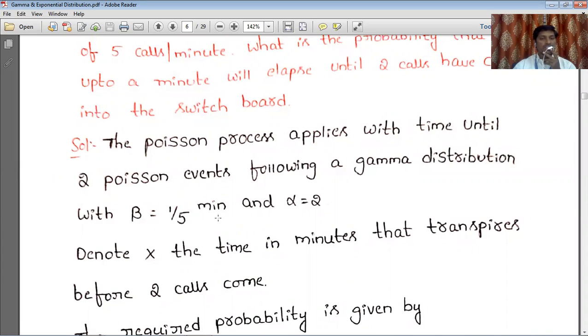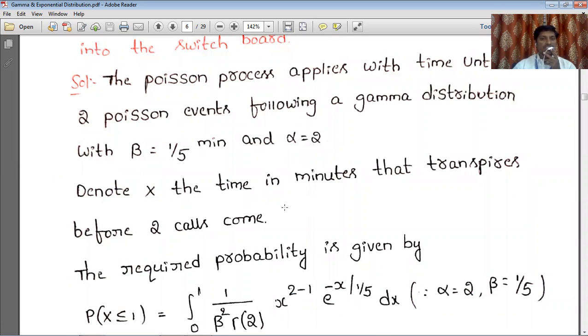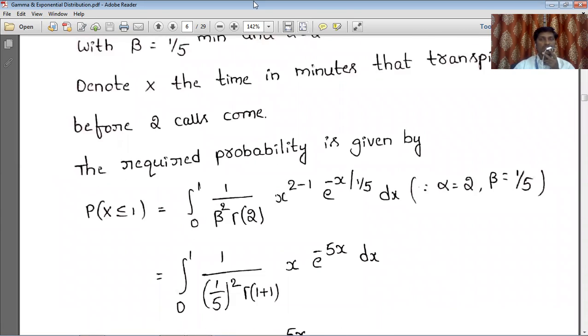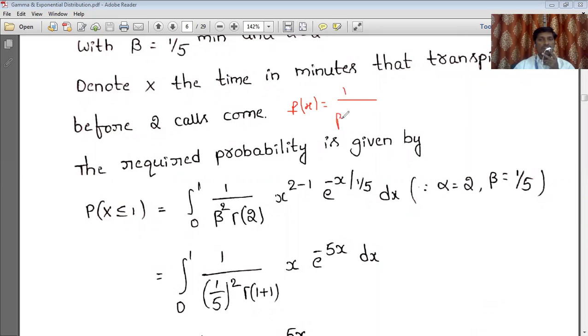It takes 1 by 5th of a minute per call. We denote x as the time in minutes that elapses before 2 calls come. So the required probability is given by the formula we use for the gamma distribution: f of x is equal to 1 by beta power alpha gamma alpha, x power alpha minus 1, e power minus x by beta, for x greater than 0, and 0 otherwise. So that is the function we are using.